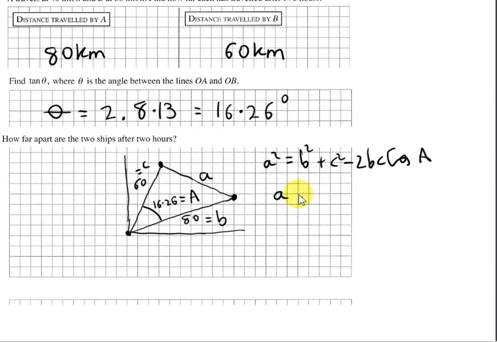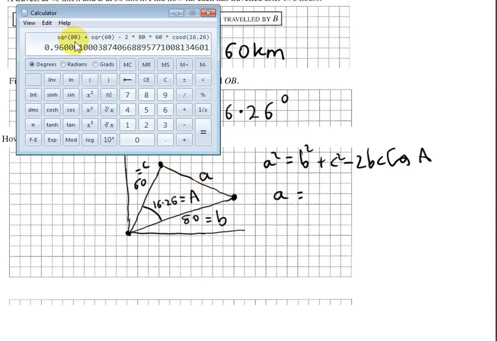So we just plug everything into this and we can find the distance between the two ships. So here we have it. We have 80 squared plus 60 squared minus 2 times 80 times 60 times the cos of 16.26. So this will give us a squared. And we want a, so we have to get the square root of this number. If you put this number to the power of a half, you'll get the square root. So you can see that the ships are very nearly 28 kilometers apart. I'll write down 28.